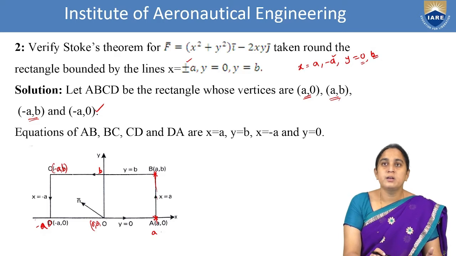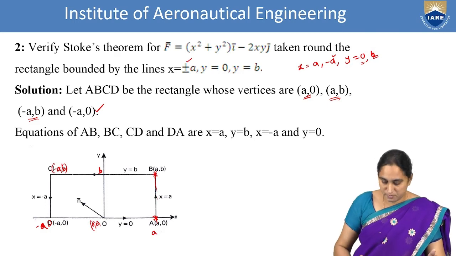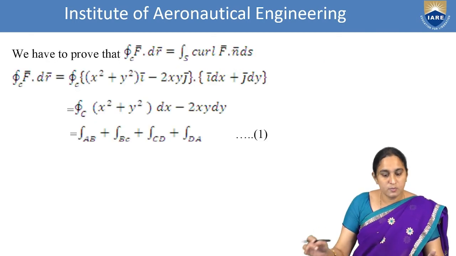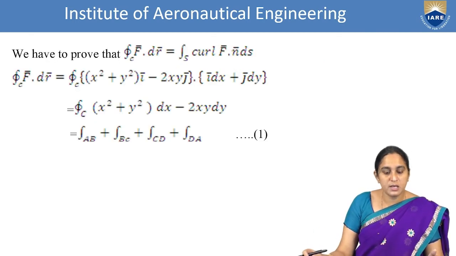From the diagram, now I have to verify Stokes theorem for the function f bar is equal to x square plus y square into i bar minus 2xy into j bar. First, what is the theorem statement here? Line integral is equal to the surface integral. Here, what is the form? Integral c f bar dot dr bar is equal to integral s curl f bar dot n bar ds.